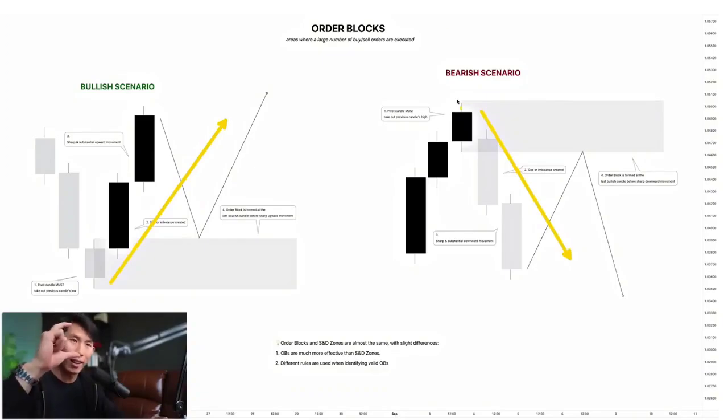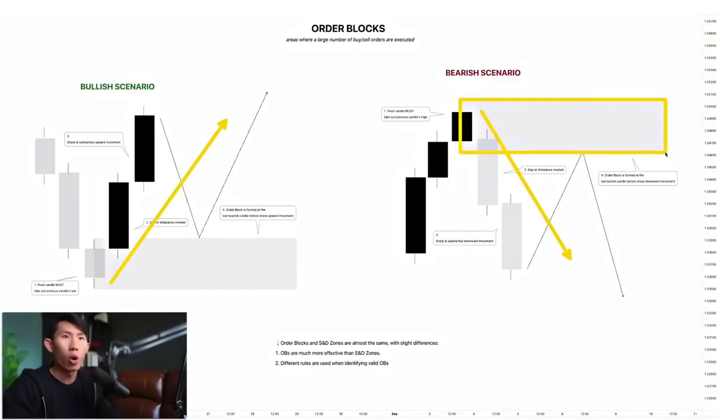It's just you look for that one little candle before a sharp and substantial movement, and you just draw a box marking the high and the low of that pivot candle, and there you have your little beautiful order block.